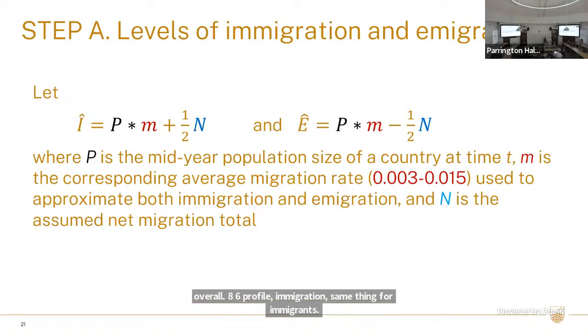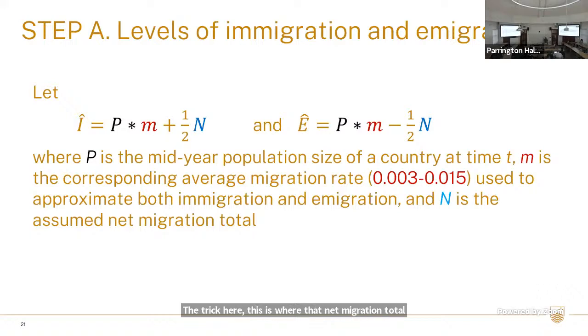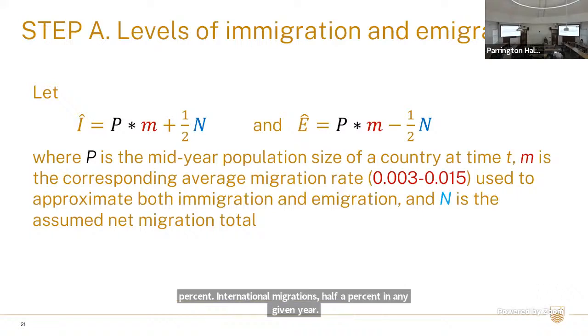The trick here, this is where that net migration total comes in handy, is, how do we get the levels of immigration or emigration? What I came up with is an M, which is a rate of migration, both immigration and emigration. It's the same in either direction. By looking at a lot of European data, I had this figure in my head. It's not very scientific, but I know it's based on empirical data, and I'm sure I could justify it. I had this notion that international migration was about 0.5% in any given year. That's my expectation as a starting point.